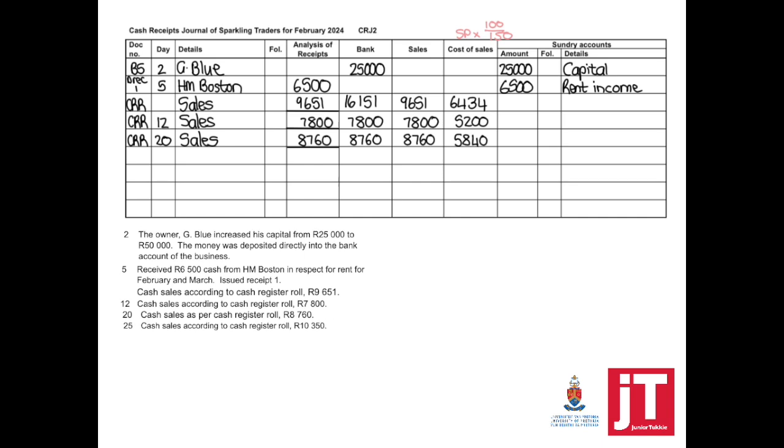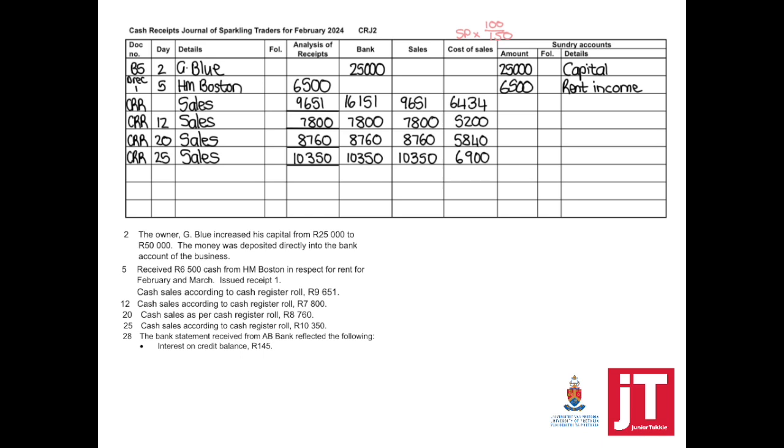Day 25. Cash sales according to the cash register roll, 10,350. So this is my main income in a trading business, selling goods. So again, we start with the document, cash register roll, day 25, sales, analysis of receipts, 10,350, sales, 10,350, and cost of sales, 6,900. It was the only transaction on day 25. Draw a line and write the same amount under bank.